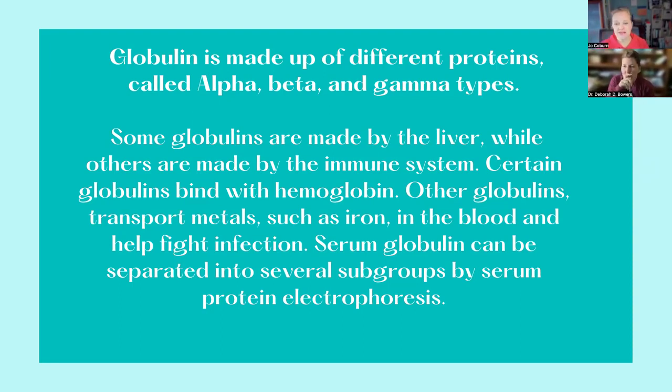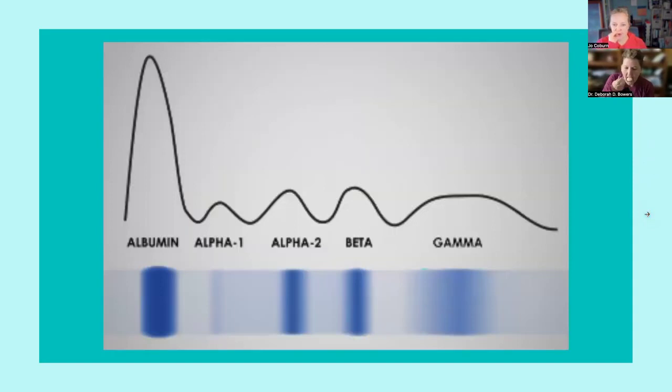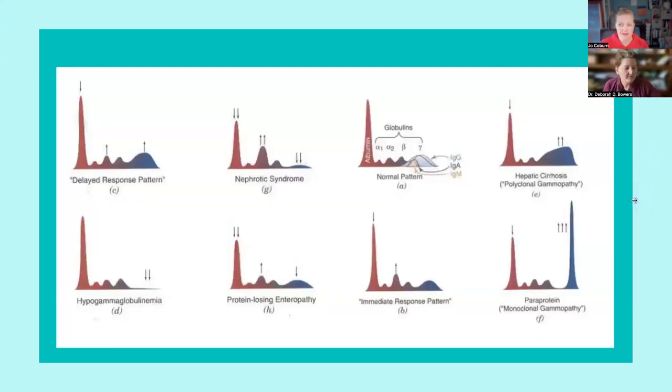Serum globulin can be separated into several subgroups by serum protein electrophoresis. So this is what that would look like. You take the total level of albumin and then you break it up into the alpha, the beta, and the gamma. This is like a normal pattern that you would see, but these are some of the other patterns.